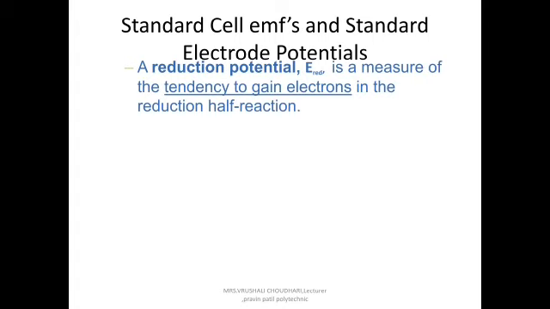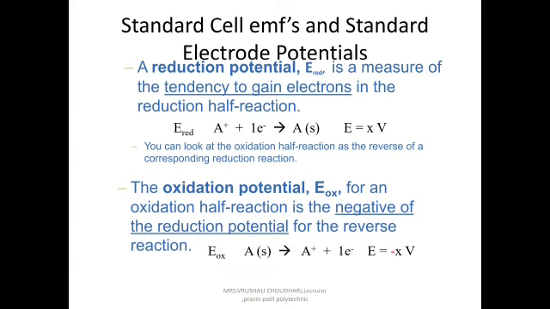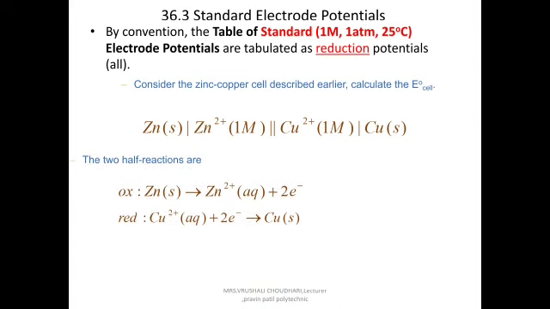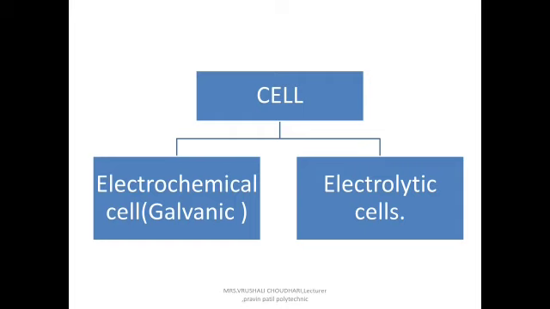Standard cell EMF. A reduction potential is a measure of the tendency to gain electrons in the reduction half reaction. While doing calculations and performing practicals, we have to understand how to find out the E cell. When we are talking about cells, there are two kinds of cells.